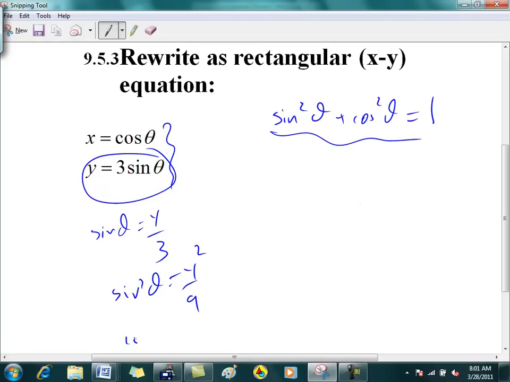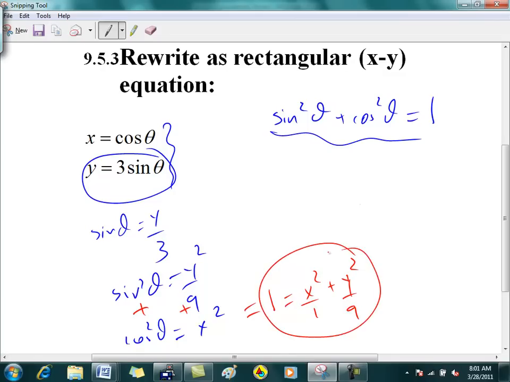If you square cosine, what do you get? X squared. And then if you add the two, what do you get? 1 equals x squared plus y squared over 9. Is everybody with me on that? You recognize what this is. It's an ellipse. Isn't that what we graphed?